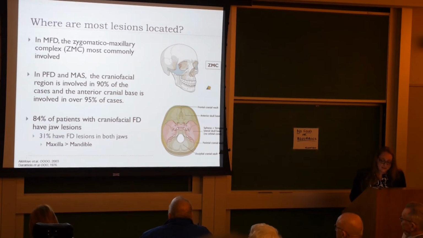So in polyostotic fibrous dysplasia and the McCune-Albright syndrome, the craniofacial region is involved in about 90% of the cases, and the anterior cranial base, which we keep referring to, which is this area in green, is involved in about 95% of the cases. And 84% of patients with craniofacial fibrous dysplasia have lesions in either the upper jaw, lower jaw, or both, and the upper jaw is more common than the lower jaw.